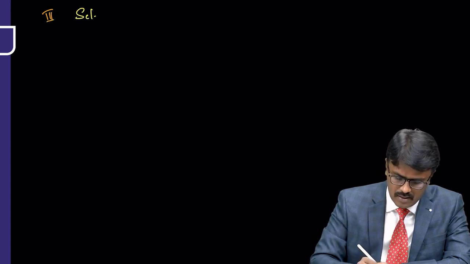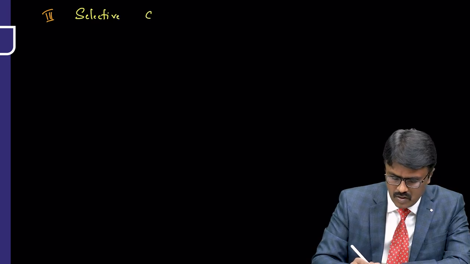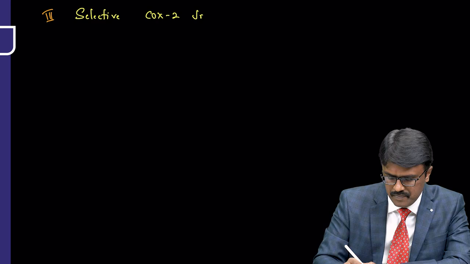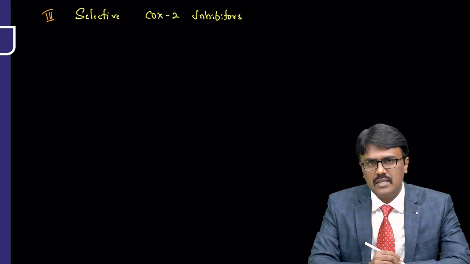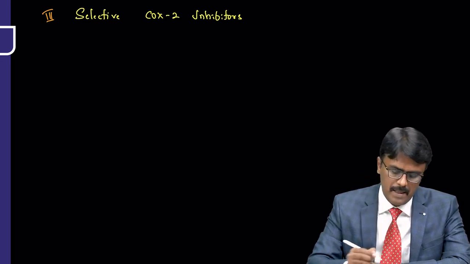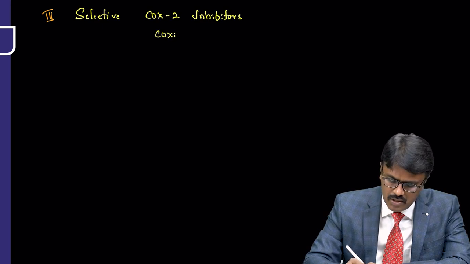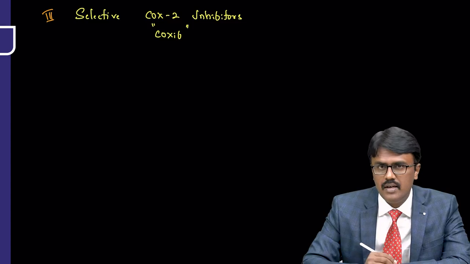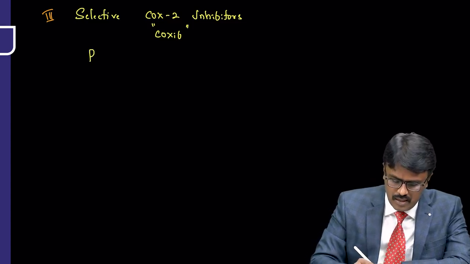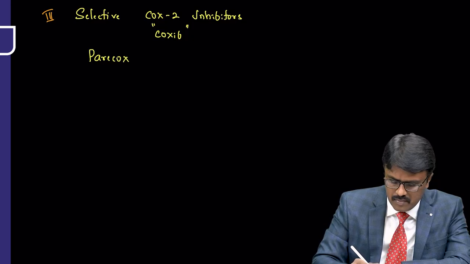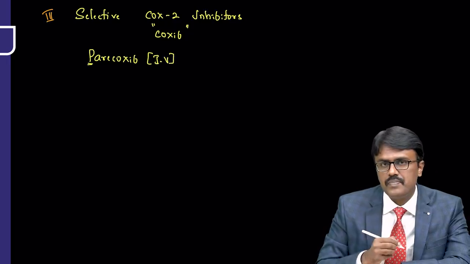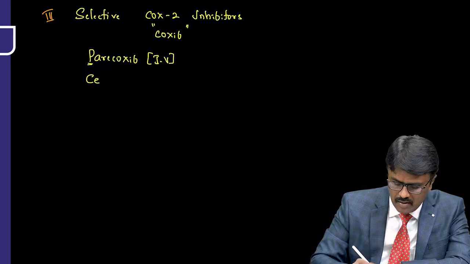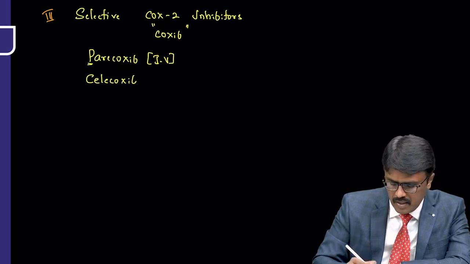Then we came with one more category of drugs, the third category, and they are called selective COX-2 inhibitors. So they inhibit only COX-2. So the chances of gastritis are very, very minimal or none. And all these drugs end with the name coxib. What are used currently are parecoxib. Remember P for parenteral, it is given IV, parecoxib. Then we have celecoxib, which is given orally, and a drug called etoricoxib.